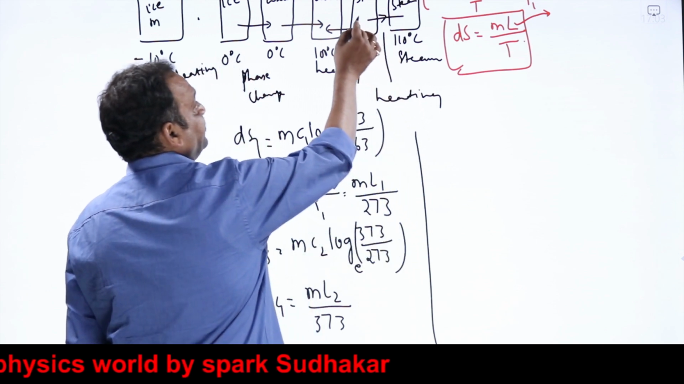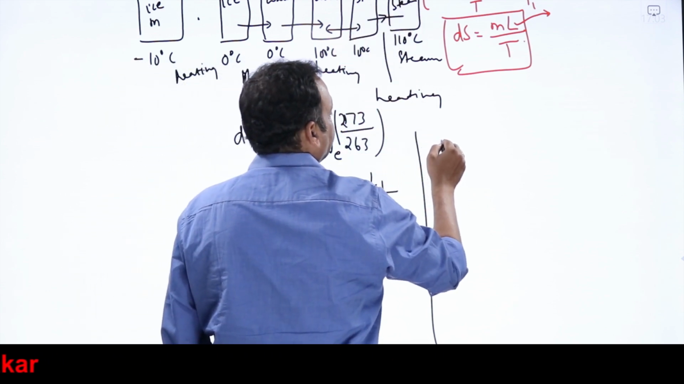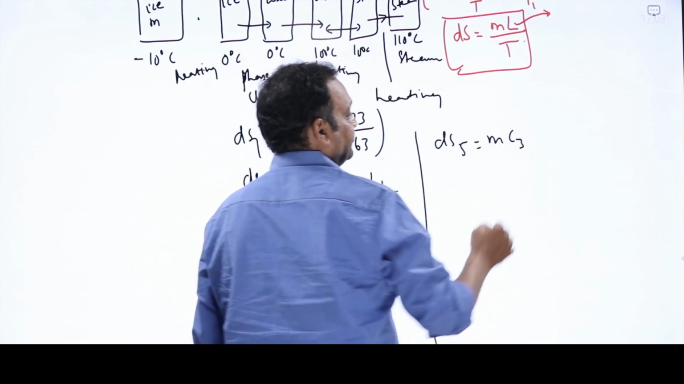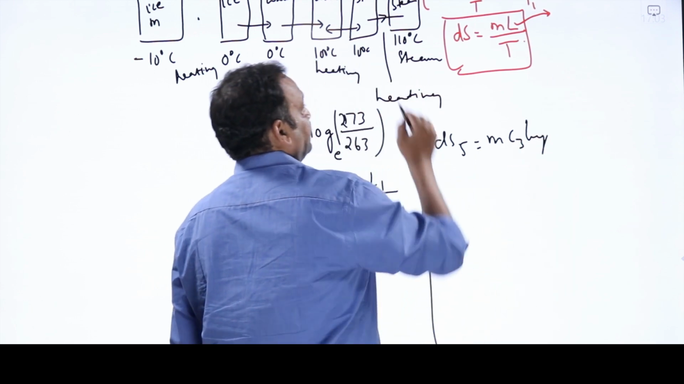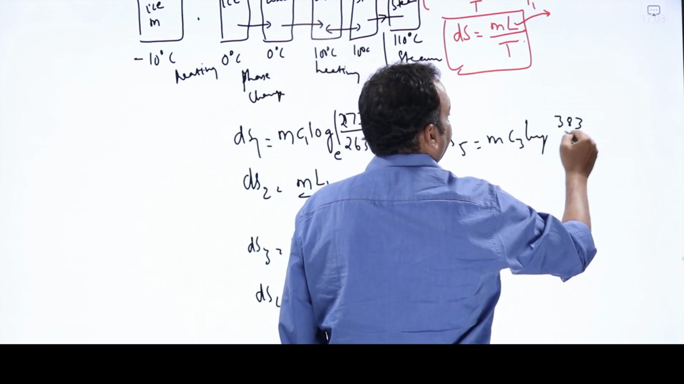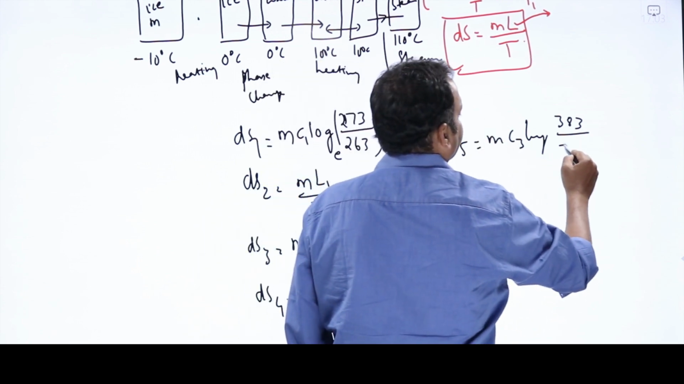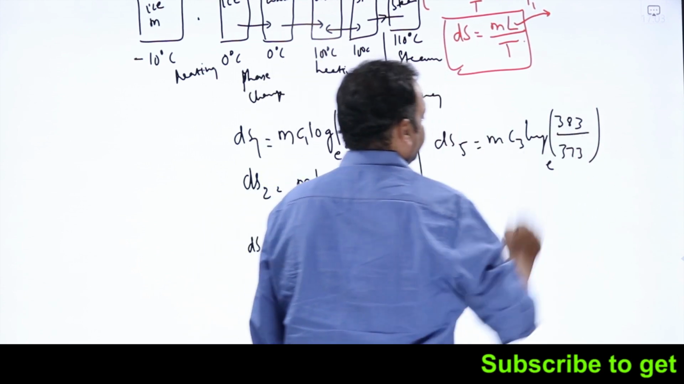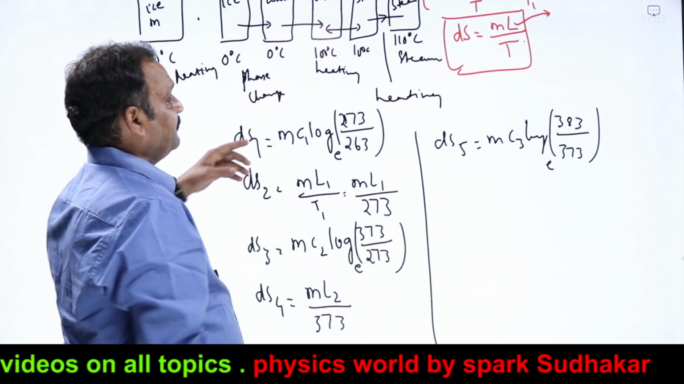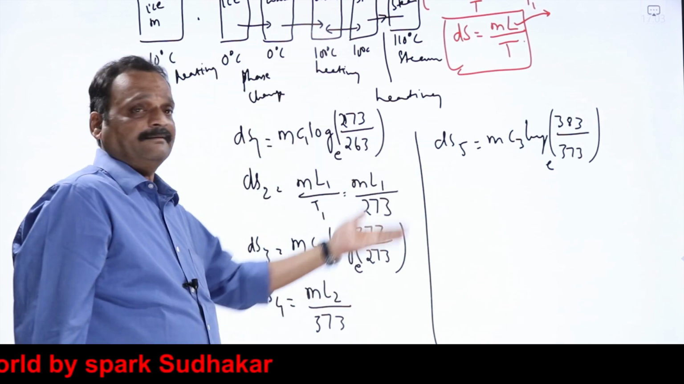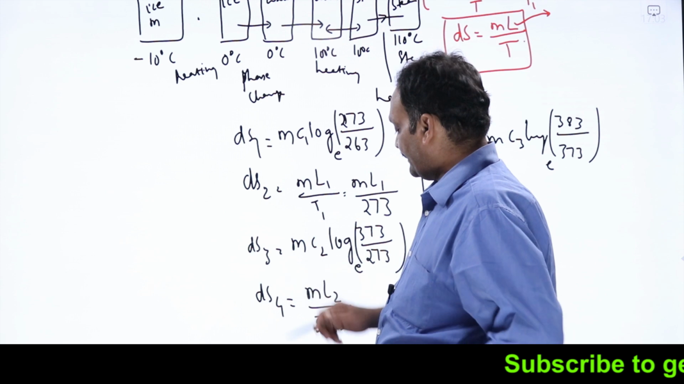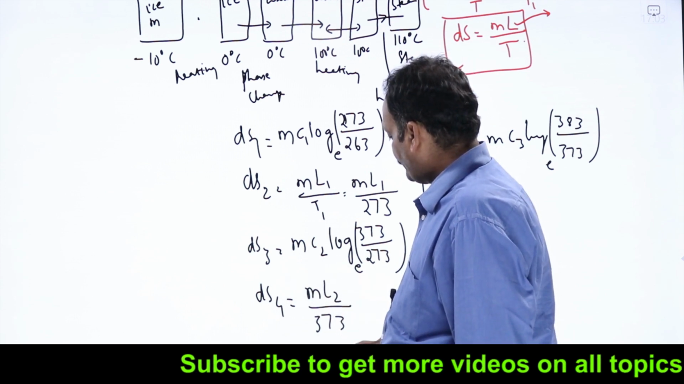Last one, DS5. Now steam at 100 degrees Celsius should be heated to steam at 110 degrees Celsius. DS5 equals m, specific heat of steam, I'll take it as C3, log to which temperature? 110 degrees Celsius means 273 plus 110, it is 383, by initially it is at 100 degrees Celsius, that is 373. These are the 5 different expressions for changes in entropy. So the total change in entropy for this entire transformation is nothing but the summation of all these. You add up DS1 plus DS2, and so on, and you will get the change in entropy. This is another process. Next one.